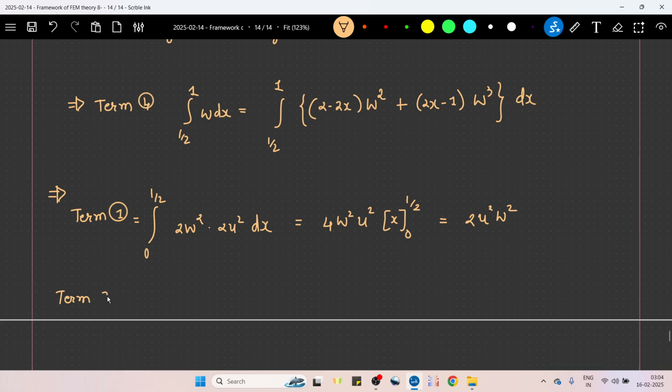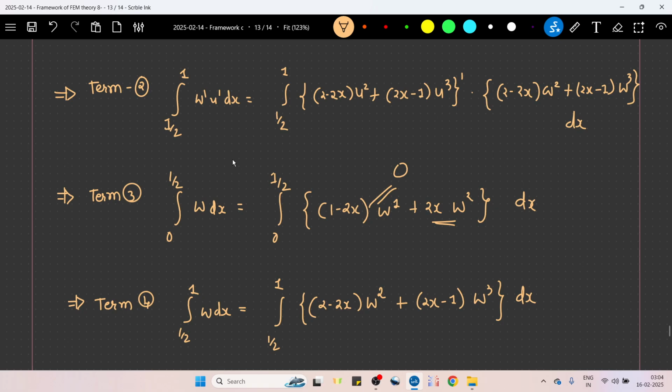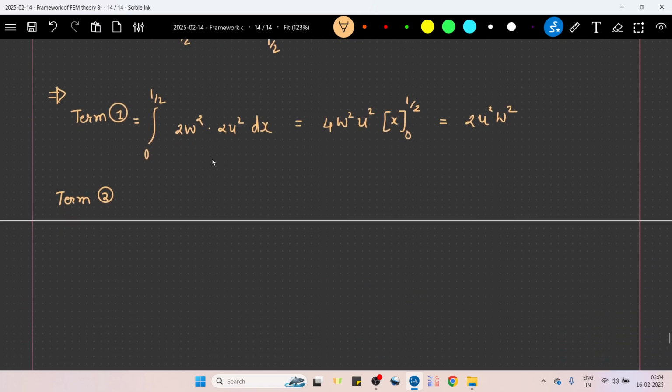Then term 2. So I'll just directly write down the term 2. You can try it on your own. Term 2 I get is w2 plus w3. If I do integration, differentiation and apply the limits, it will be something like this: 2u2 plus 2u3. This is term 2.